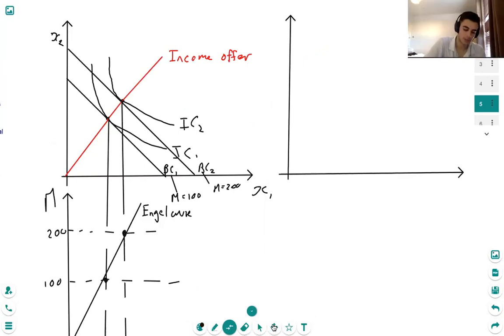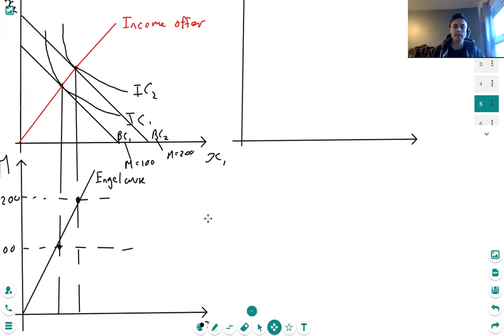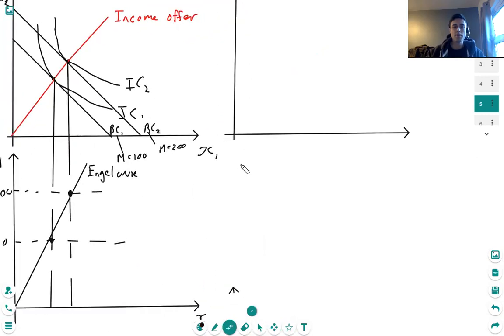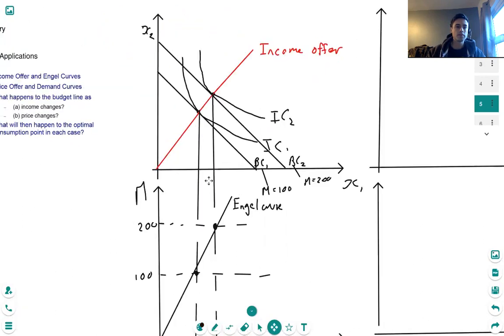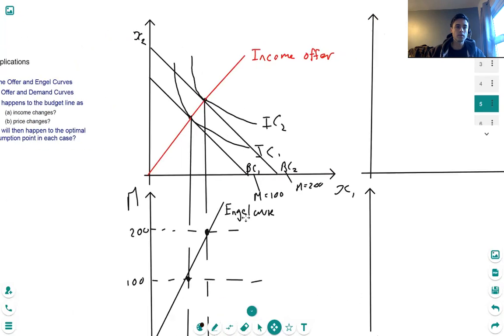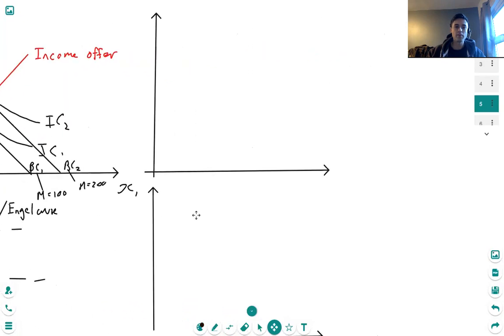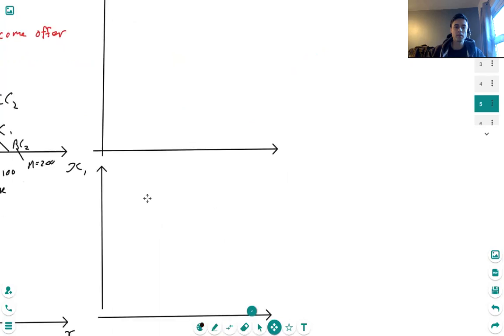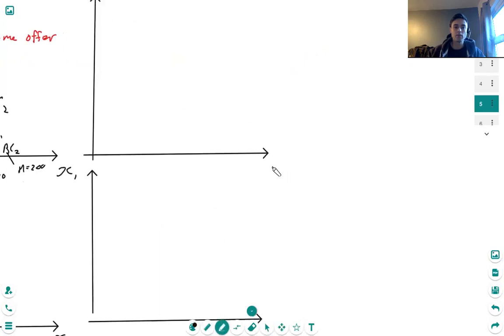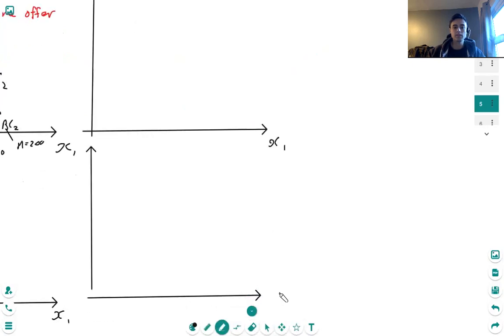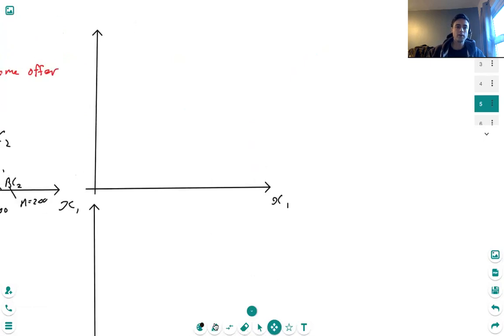Okay, sure. So I'm going to do some very similar analysis, but now I'm going to find the price offer instead of the income offer. And instead of the Engel curve, I'm going to plot the demand curve. So we'll have X1 on the horizontal axis. We'll have X2 on the top diagram.